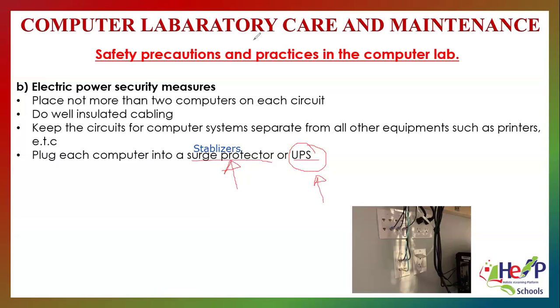Now, I don't know if there are people here listening. I want to just pose a question for you. If this was your computer lab or at home you have a computer, would you go for a surge protector or a UPS? By show of hands. You go for what and why? Because the question can look like that and you have to explain. What would you go for?